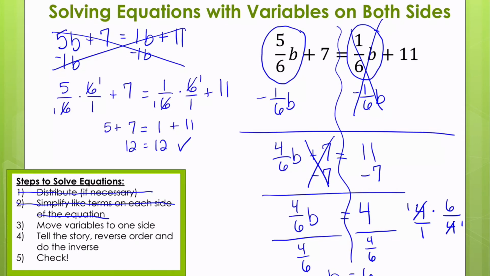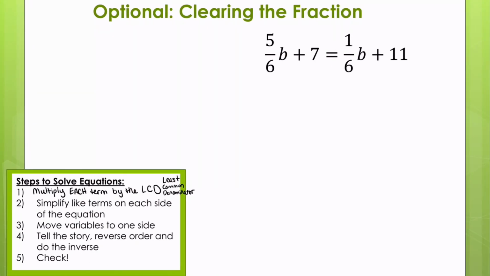Now I'm going to show you how to clear the fraction with this same problem. And again, if this sounds confusing or you want to stick with this original way of solving it, go for it. This is totally optional. But here's how you would do it if you wanted to clear the fraction. Notice that my steps have actually changed for step one. So step one is I'm going to multiply each term by the LCD, or the least common denominator.